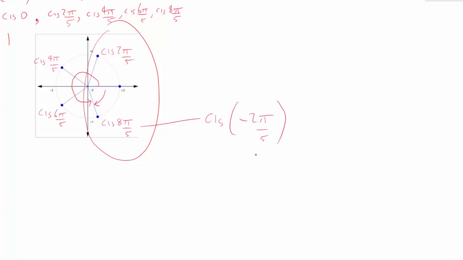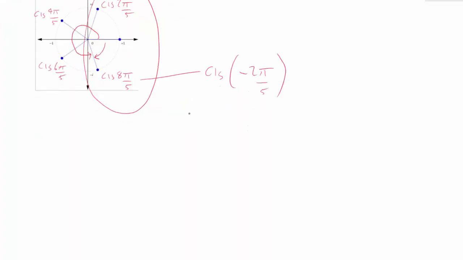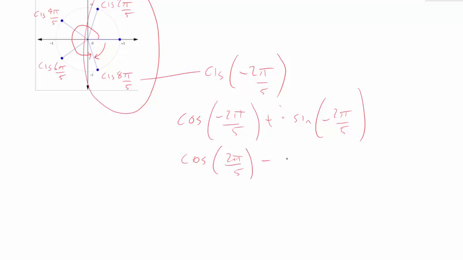By the way, when you have a negative inside a cis, it is obviously equal to cos of minus 2 pi over 5 plus i sine of minus 2 pi over 5. It can be written as cos of 2 pi over 5 minus i sine of 2 pi over 5. Now generally you don't want to do this. This is bad because we really love cis. Cis is so powerful because of de Moivre's theorem. This is just an awkward complex number.